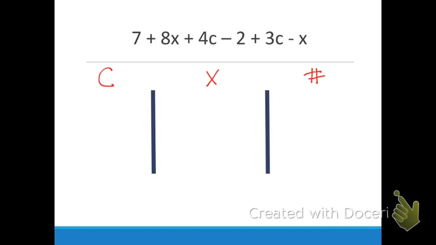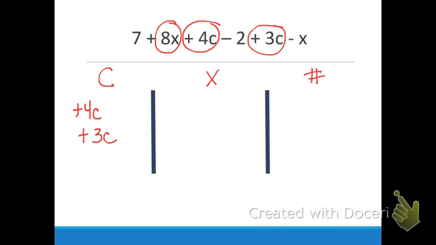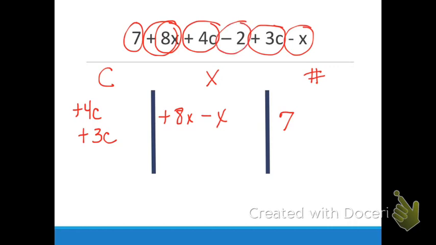So let's circle all the C's. So we have plus 4C and plus 3C. Then we have plus 8X for the X family. Take away 1X, minus X. And then the number family, we have 7. And what else? Minus 2, right? Not and 2, minus 2.